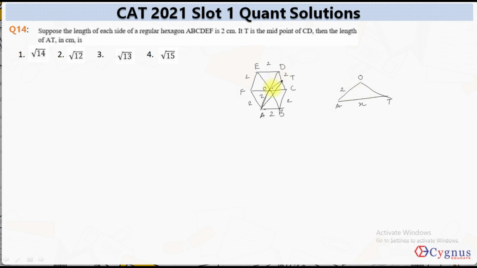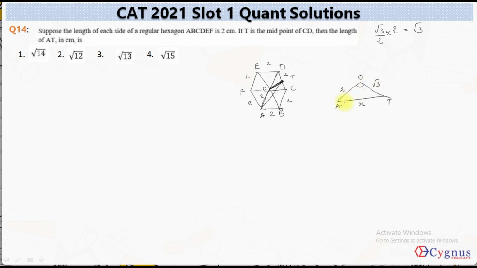Now look at this OT. You join it with the midpoint, that means OT is the altitude for this equilateral triangle. And what is the formula for altitude of equilateral triangle? Root 3 by 2 into side. Side is given equal to 2. So it's effectively root 3. So for me, OT is root 3. What else can I find here? I need to find the third side of a triangle where 2 of the sides are given.